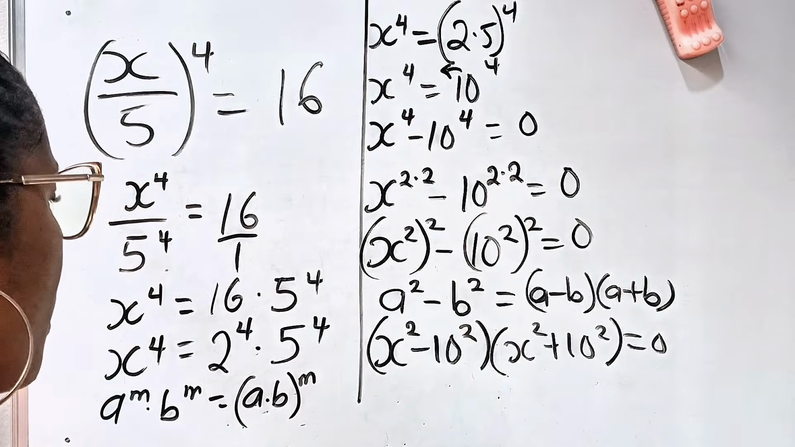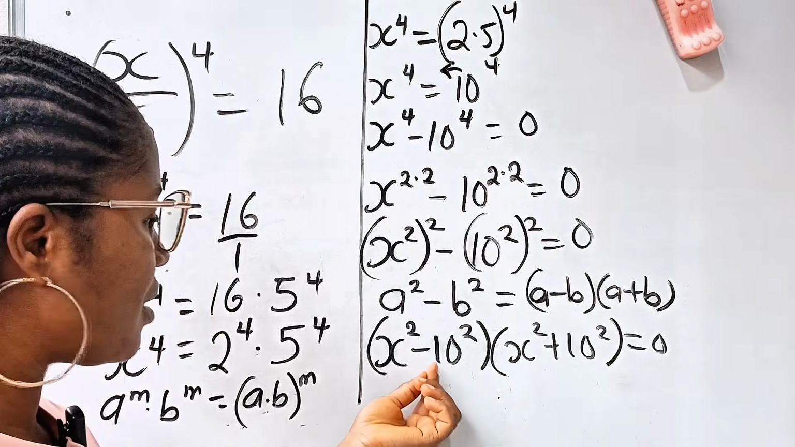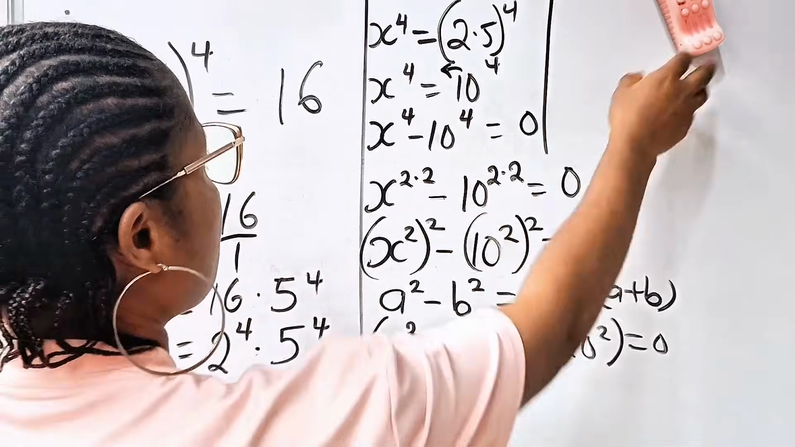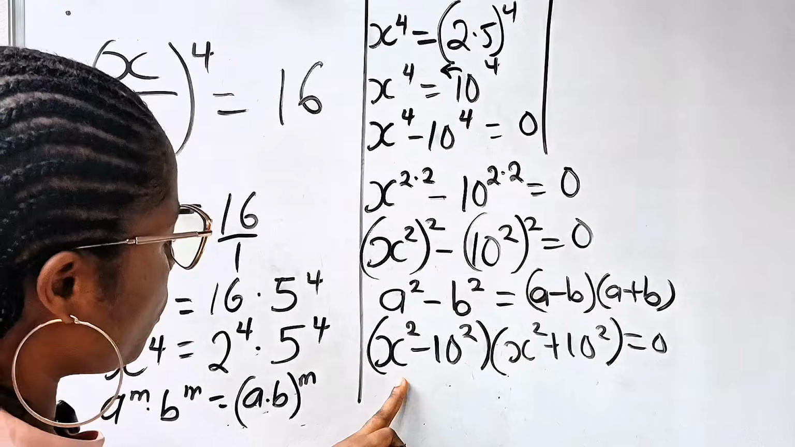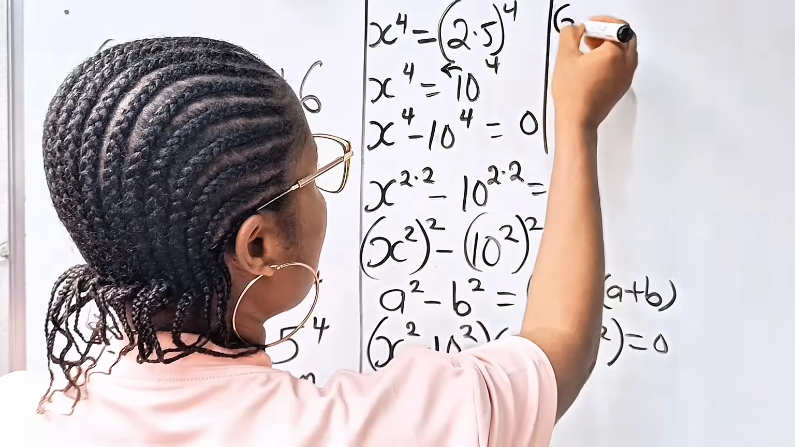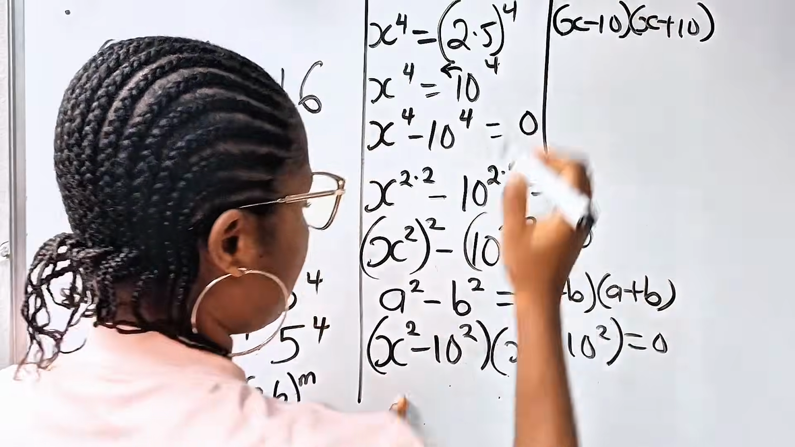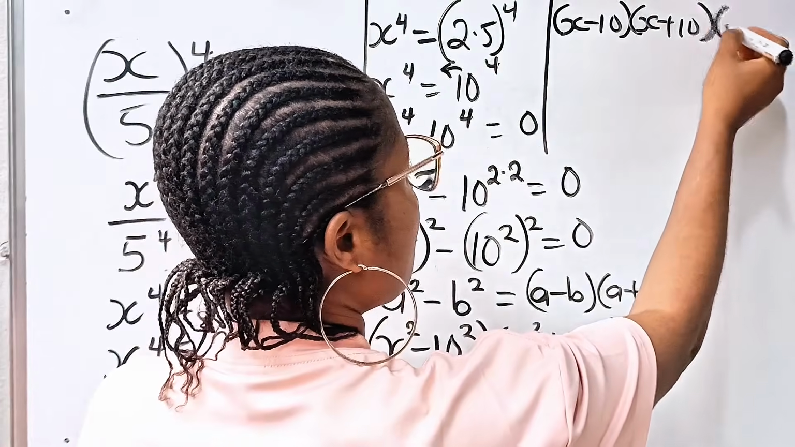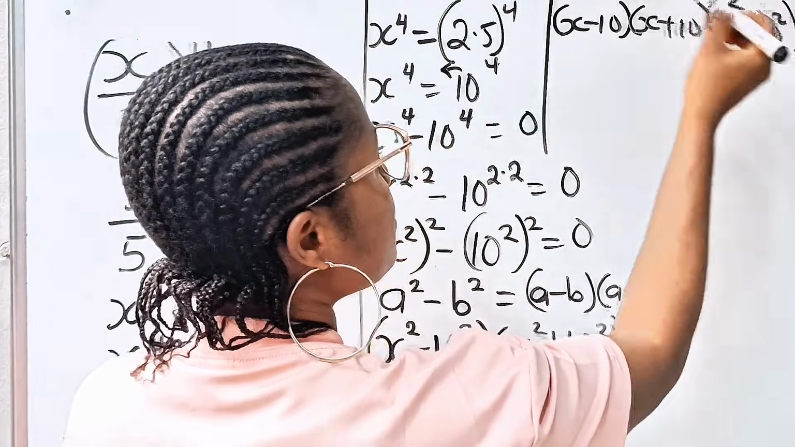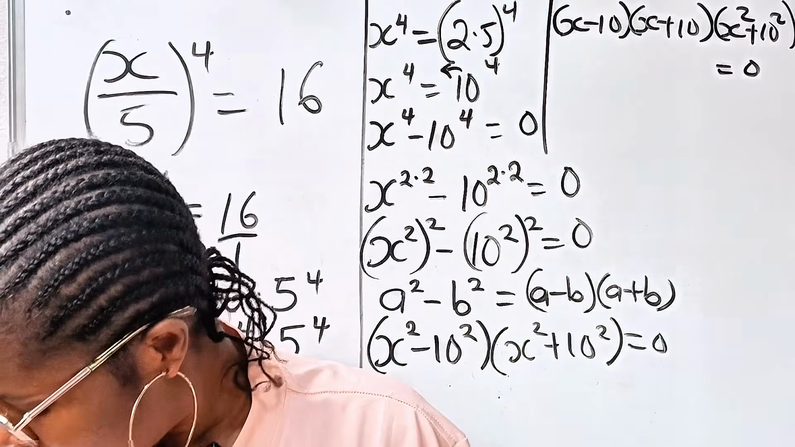Now we have another difference of 2 squares here again, this one. So what we are going to do is we will express this in this form again. So we will have (x minus 10) multiplied by (x plus 10). Then we'll write this (x^2 plus 10^2), and everything is equal to 0. Permit me to clean everything here.